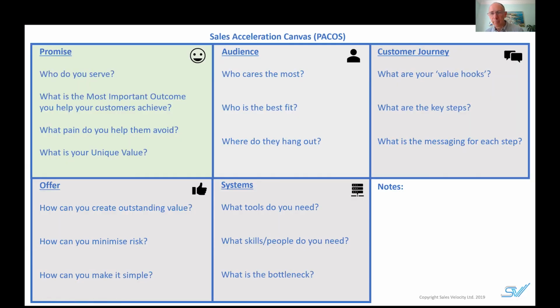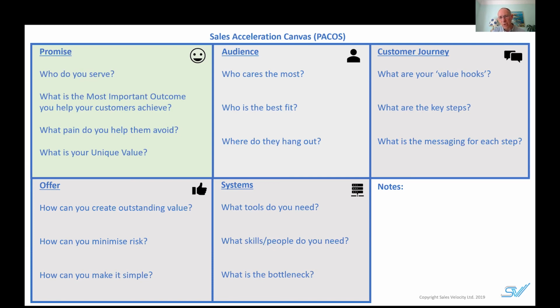is really just understanding the path that your customer needs to take from becoming aware of who you are and what you do, all the way through to being ready and keen to actually hear your offer. So you need to think about the value hooks that you're going to use to get them engaged initially. Then what are the key next steps?